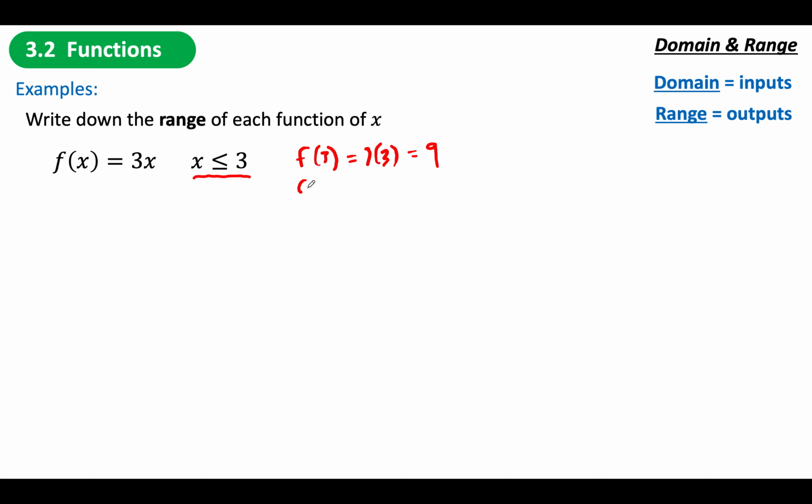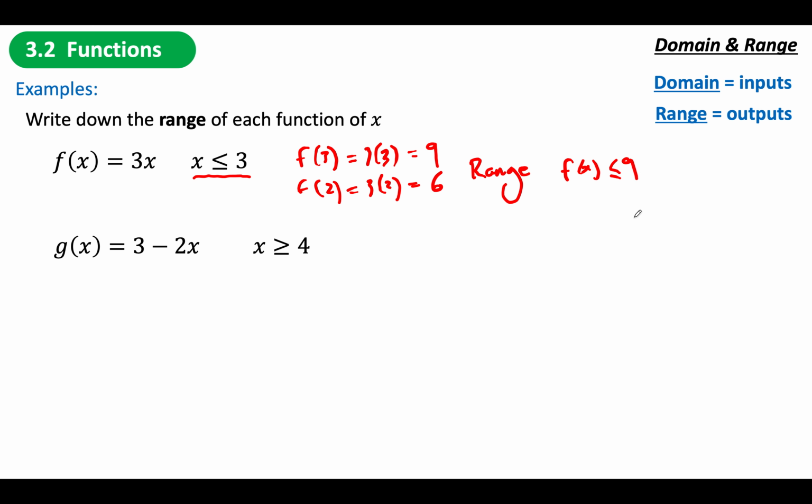Now, it doesn't take a huge leap, I think, to think if we go down from that, we substitute in 2, it's going to be 6. And as we put in negative numbers, it's going to go down. Our limit is going to be 9 is the upper limit, and then it goes down from that. So our range will be f of x is less than or equal to 9, because it's going to be from 9 downwards.